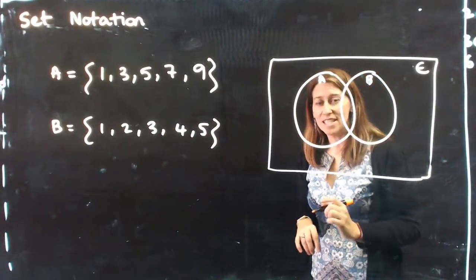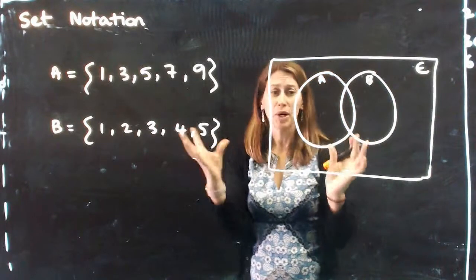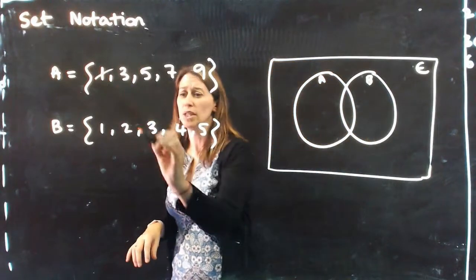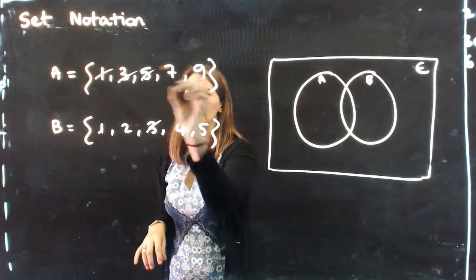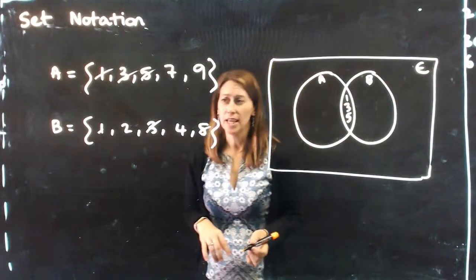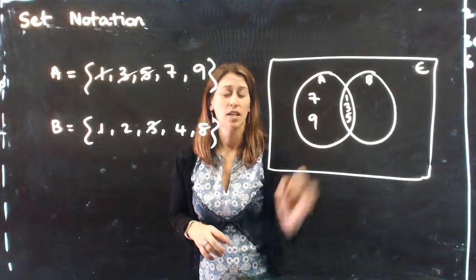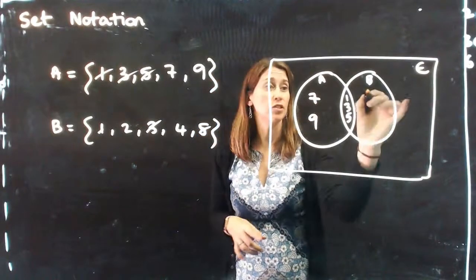This is what we call the intersection. So if I was to fill this in, what numbers are in both A and B? Well, we've got 1 and 3 and 5. So in our intersection 1, 3 and 5 will go in there. Now what's just left in A is 7 and 9, and what's just left in B is 2 and 4.